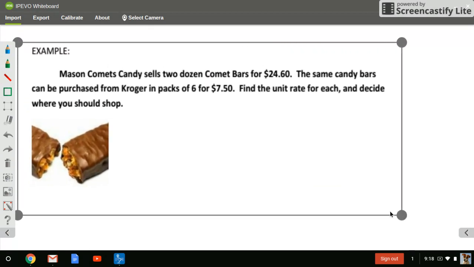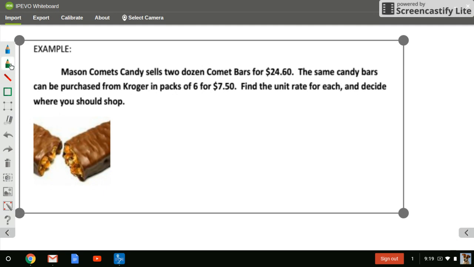So, an example for a ratio. Mason Comets Candy sells 2 dozen Comet bars for $24.60. The same candy bars can be purchased from Kroger in packs of 6 for $7.50. Find the unit rate for each and decide where you should shop.